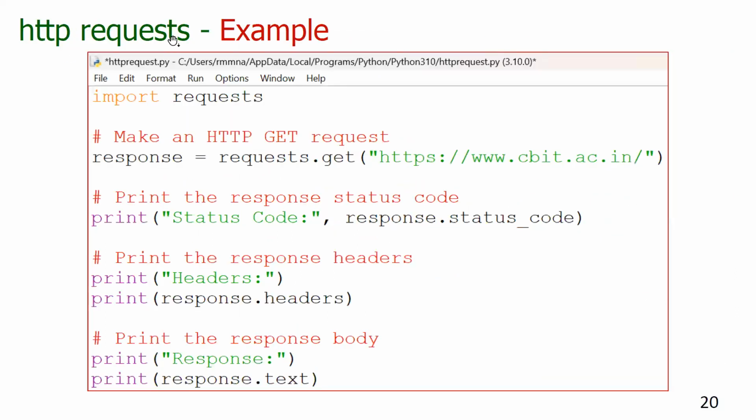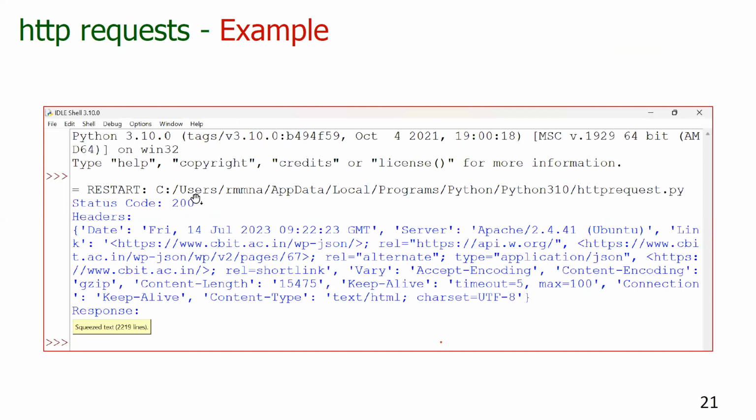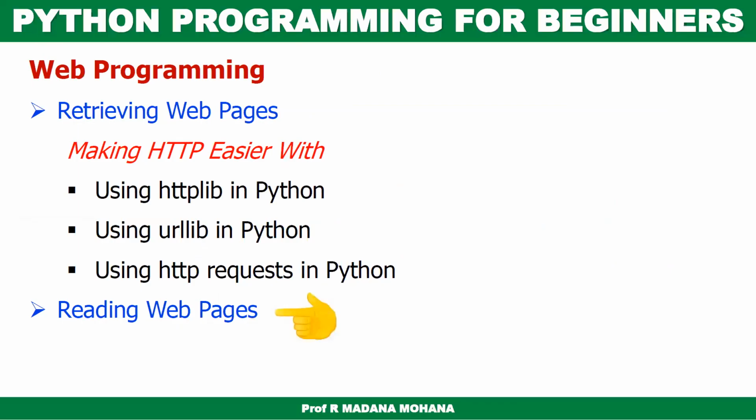So that is the use of the HTTP request package for making HTTP requests. This is the output that we have seen. Now finally, you can recall once: for making HTTP requests easier, we used the http library in Python, we used the urllib library in Python, then we used the requests package in Python. The three packages with example programs have been demonstrated till now.